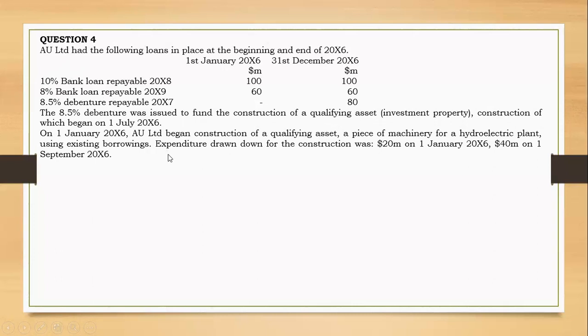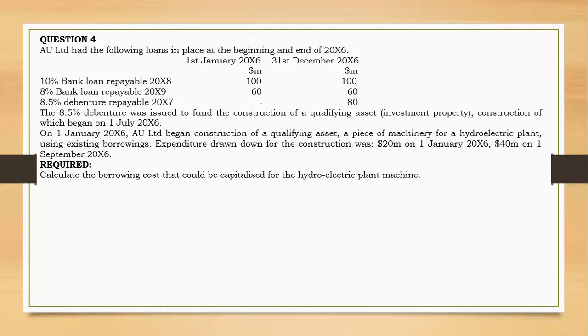So here we are told expenditure drawn down for the construction was 20 million on 1st January 20x6 and 40 million on 1st September 20x6. What are we required to do? We are required to calculate the borrowing costs that could be capitalized for the hydroelectric plant machine.